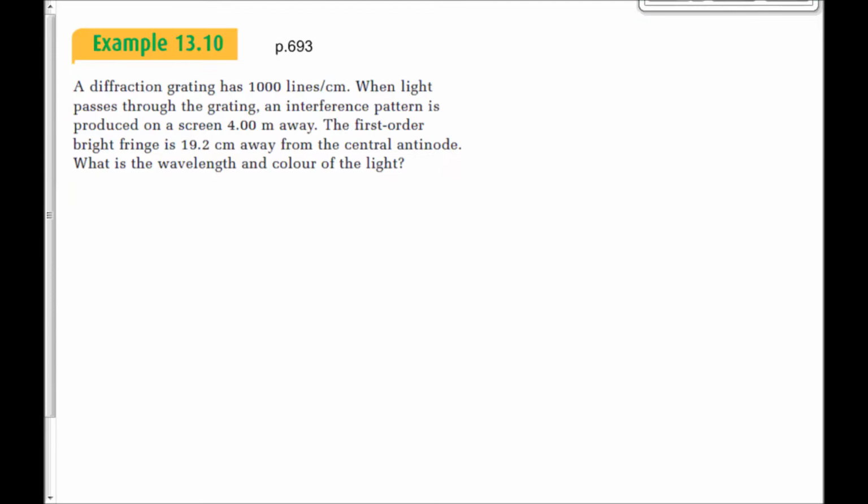Okay, let's try one more. A diffraction grating has 1,000 lines per centimeter. 1,000 lines, what does that mean? Light passes through the diffraction grating. An interference pattern is produced on a screen 4 meters away. The first order bright fringe is 19.2 centimeters from the central antinode. What's the wavelength and the color of the light? What does that mean?